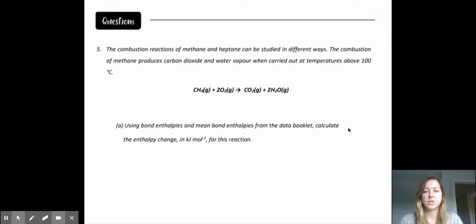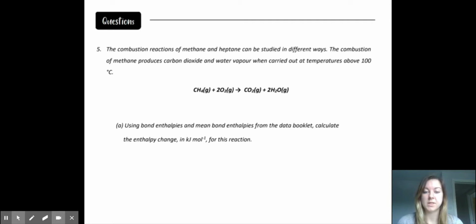The combustion reactions of methane and heptane can be studied in different ways. The combustion of methane produces carbon dioxide and water vapour when carried out at temperatures above 100 degrees C. So we're given an equation here. We're not given the full structural formula this time, so this is something that you're going to need to write out by yourself.